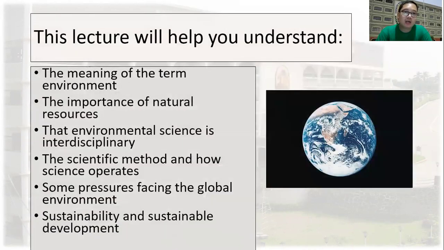This lecture will help you understand the meaning of the term environment, the importance of natural resources, that environmental science is interdisciplinary, and the scientific method. We will also look at some pressures facing the global environment, and sustainability and sustainable development.